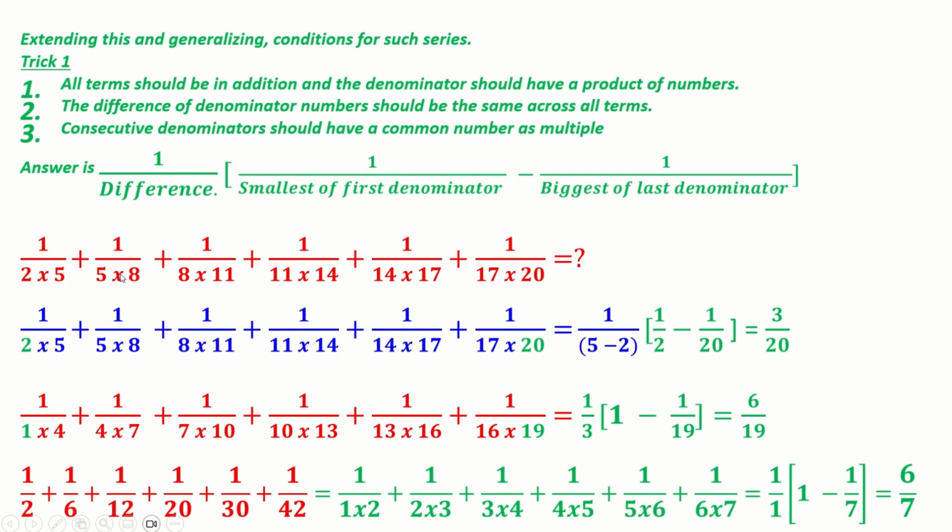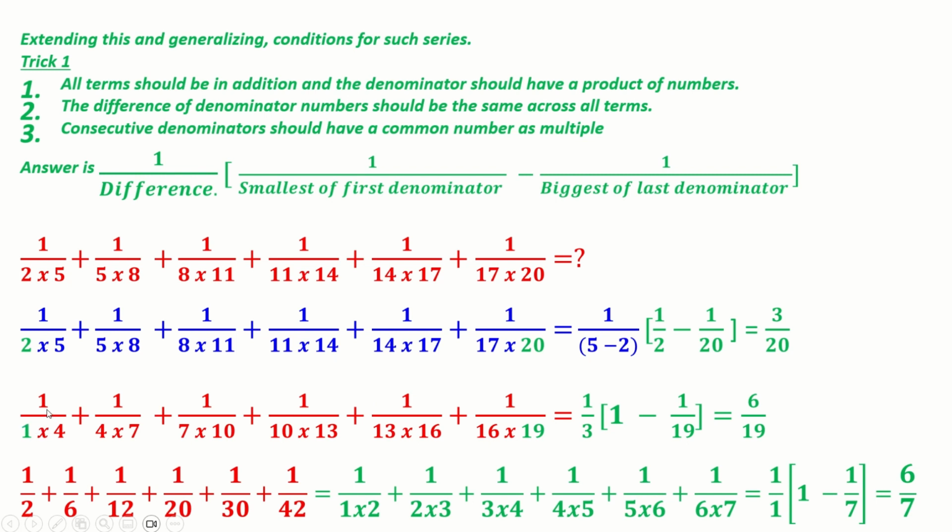If you take the first one, the difference is 5 minus 2. So the answer is 1 by 5 minus 2 into 1 by 2 minus 1 by 20, which is nothing but 3 by 20. That is the answer.